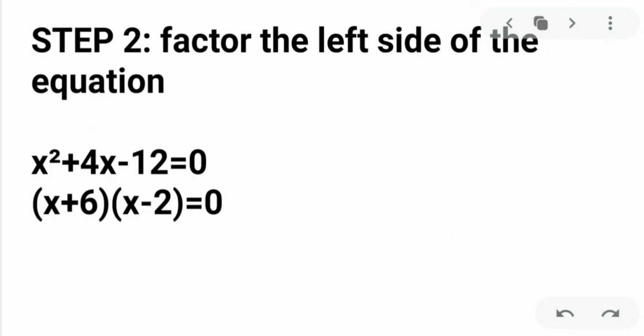For step 2, we have to factor the left side of the equation. If this is not a perfect square trinomial here, you have to do trial and error to get the factors. In this case, the factors of x squared plus 4x minus 12 equals 0 are x plus 6 and x minus 2. So, to determine if that is correct, you will be using the FOIL method.